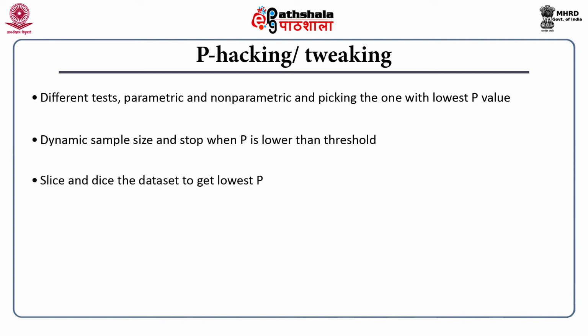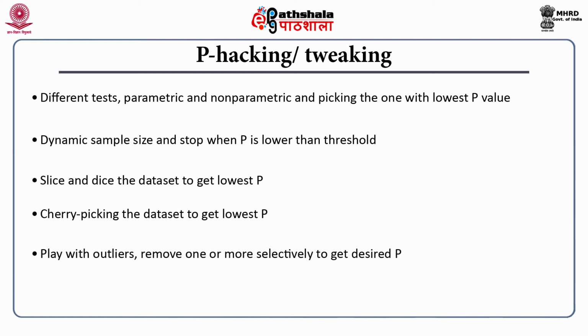Slice and dice the data set to get the lowest p. That is wrong. Cherry picking the data set to get the lowest p. Again, it's wrong. Play with outliers, removing one or more selectively to get the desired p-value. Again, wrong. All of the above are cheating and constitute scientific misconduct.